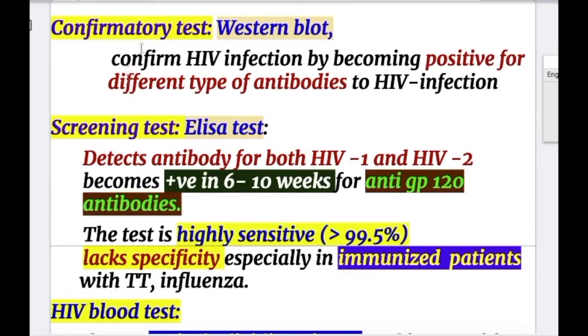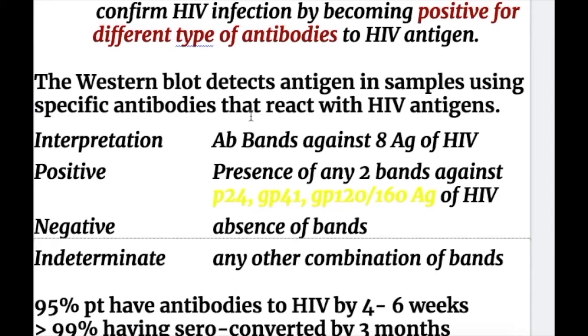Now, the confirmatory test for AIDS is the Western blot test. So what does it do? It confirms the HIV infection by becoming positive for different types of antibodies to HIV infection, like HIV-1 and HIV-2. The Western blot test detects antigen in samples using specific antibodies that react with the HIV antigen.